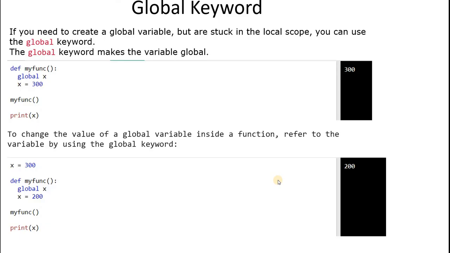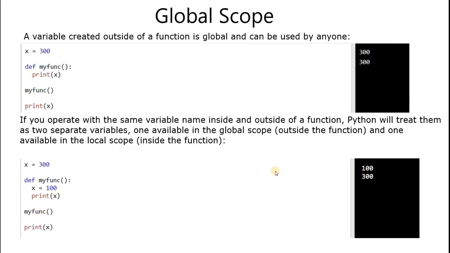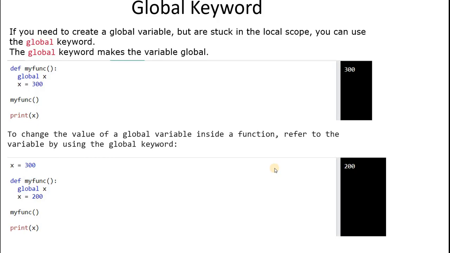So guys, this is how we have covered local scope, function inside function, global scope and the global keyword. So this is how scoping works in Python.